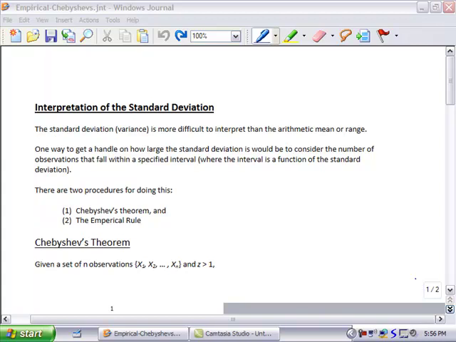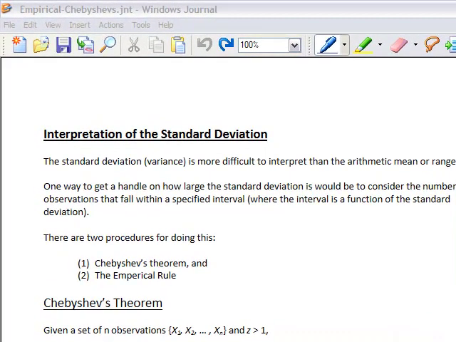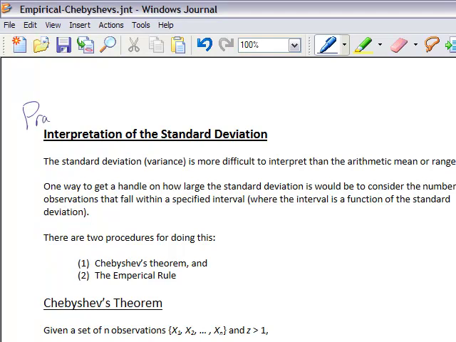Okay, so last time we talked about how to calculate the mean and the range and the standard deviation for a distribution. And today we're going to talk about interpreting that standard deviation, or really a practical interpretation of the standard deviation.